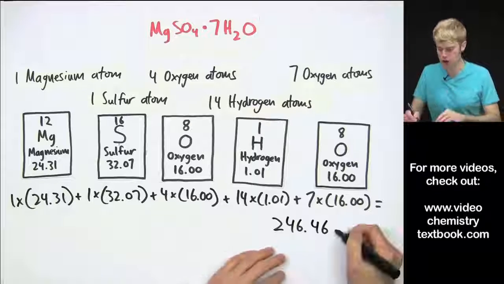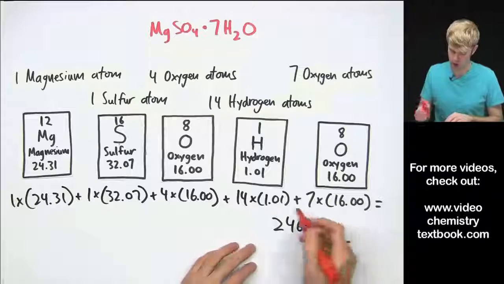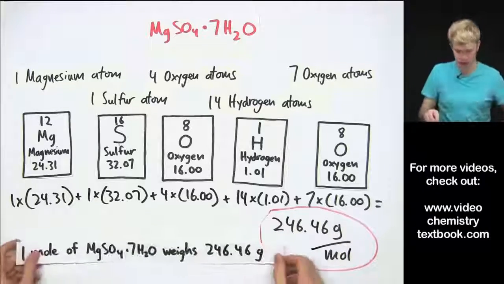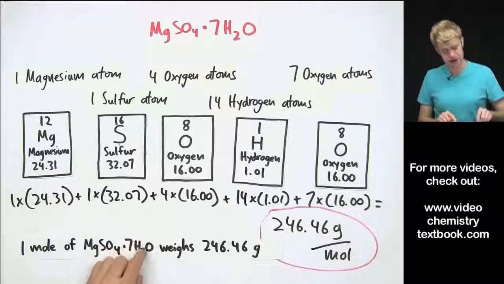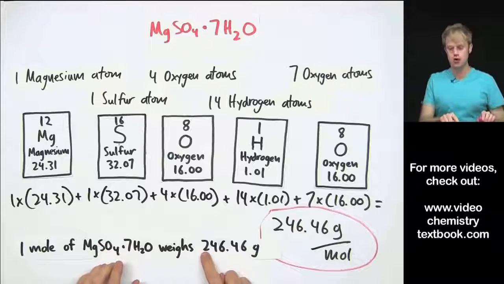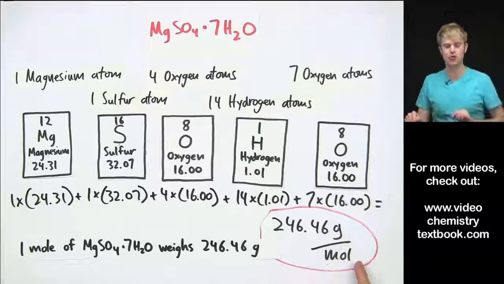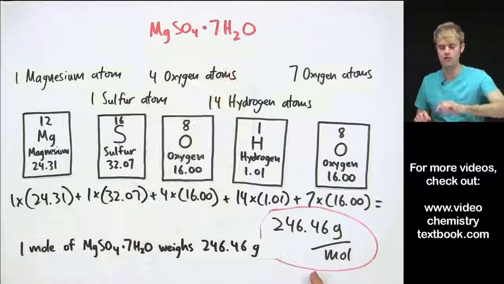246.46. What are the units? Grams per mole. Meaning, once again, that 1 mole of MgSO4·7H2O weighs 246.46 grams. This, the molar mass, is how much a mole of this weighs.